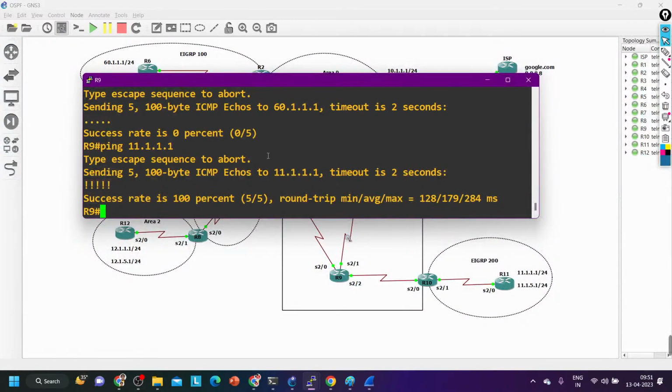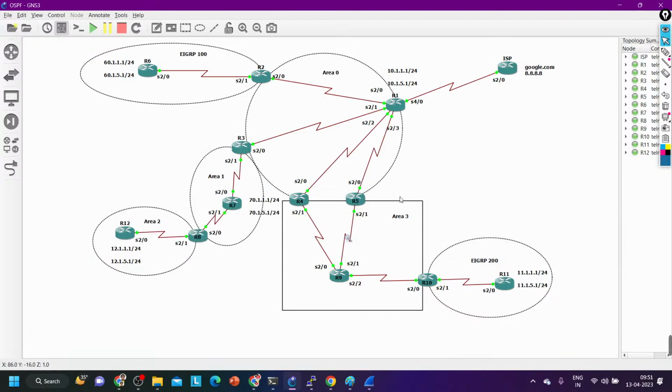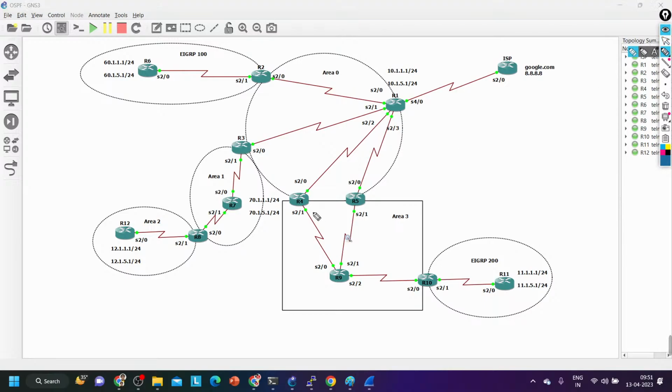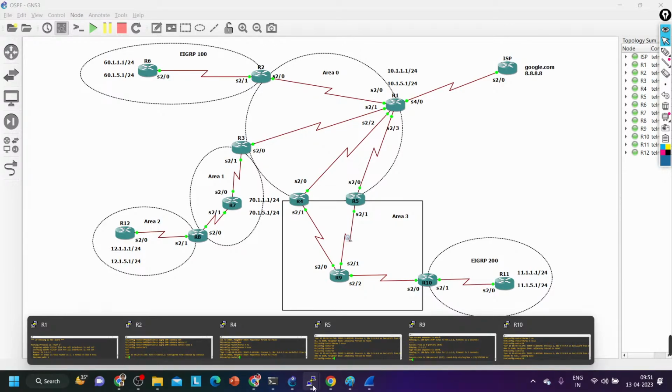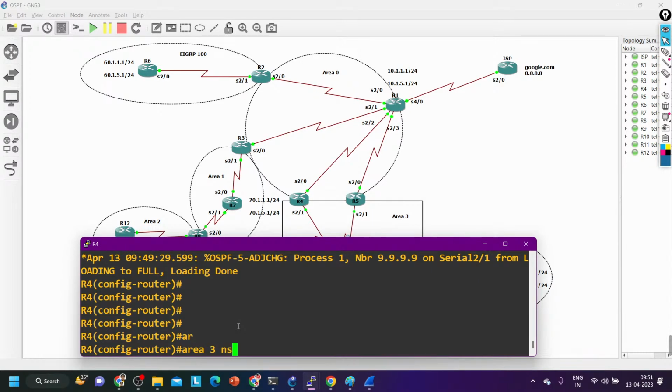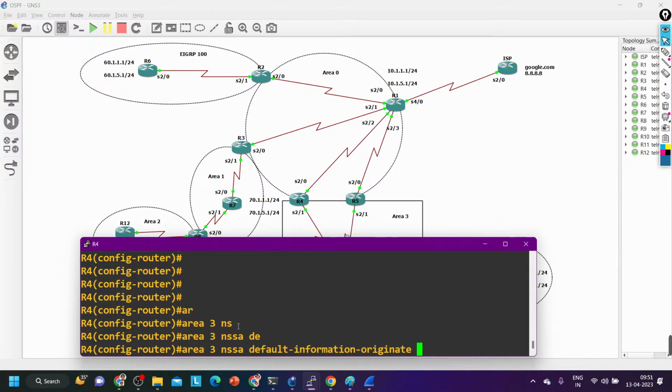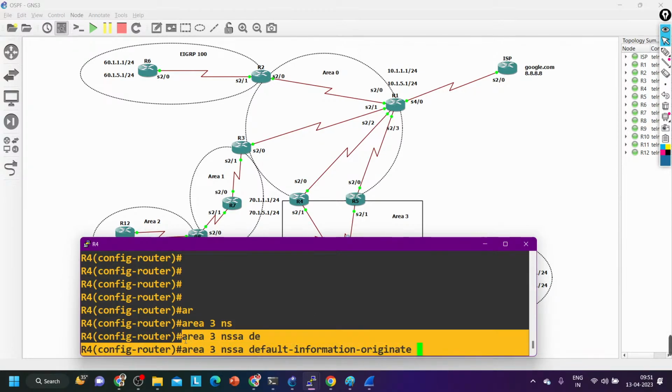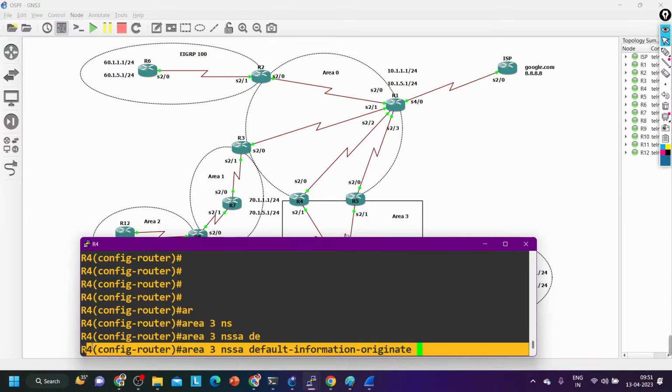Done. So in NSSA area, the ABR router will not generate a default route. But if you tell your ABR router to generate a default route, then it will start generating one. So let me tell my ABR to generate a default route in NSSA area, so that router 9 can receive the prefixes of EIGRP 100. Yes or no? So now on router number 9, I am going to say area 3 NSSA default-information originate. Once you run this command, router 4 will start generating a default route.